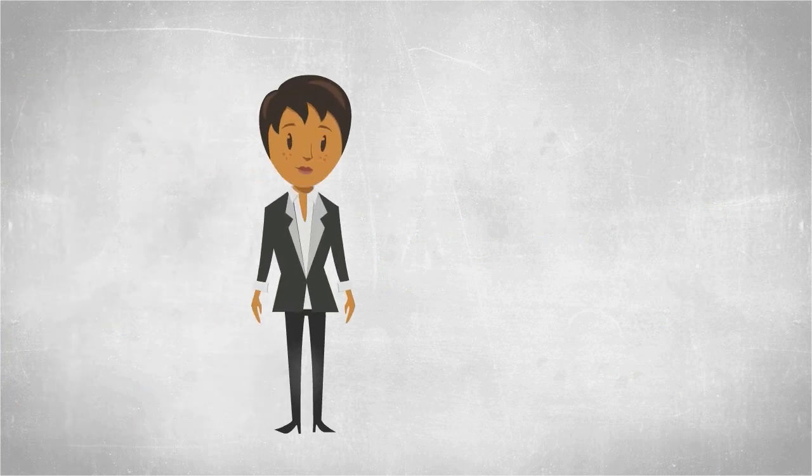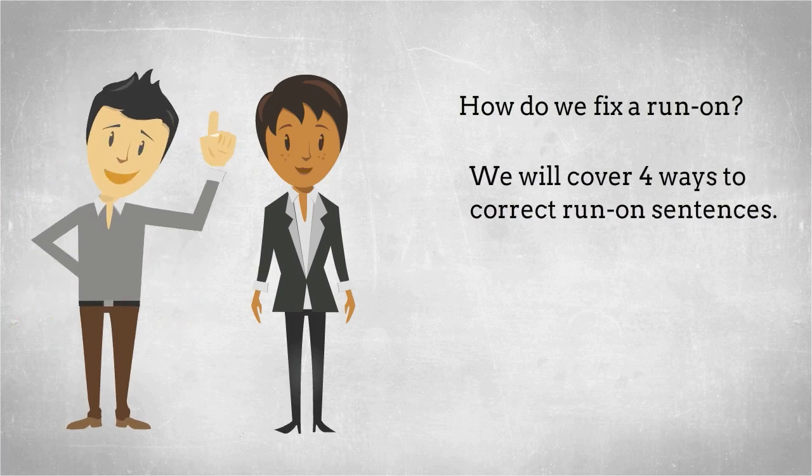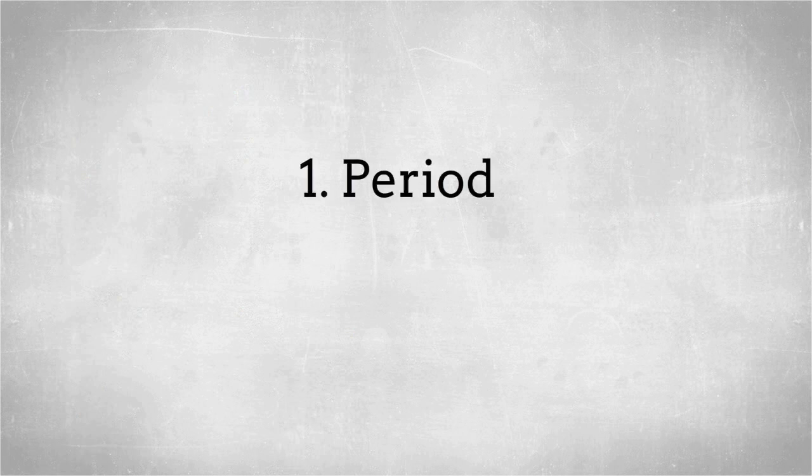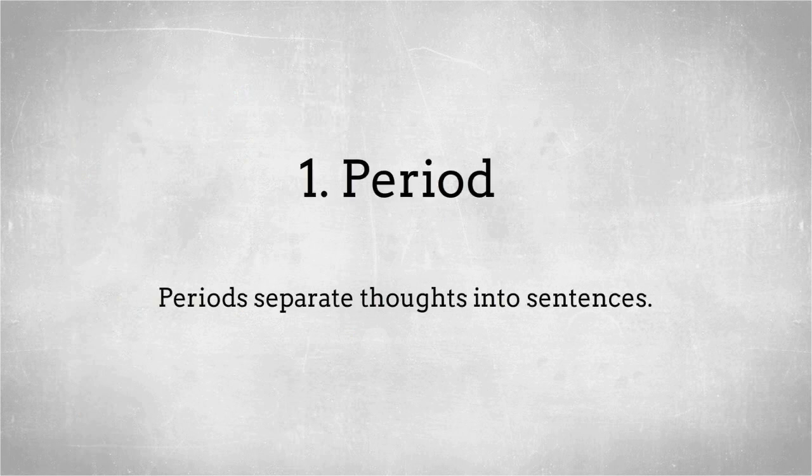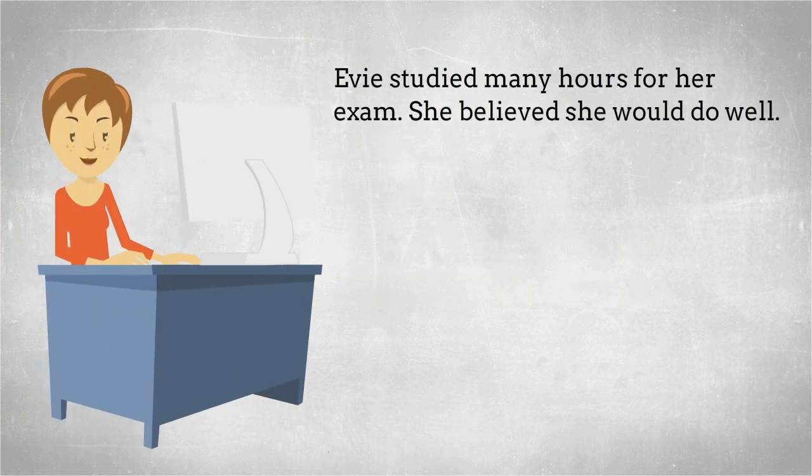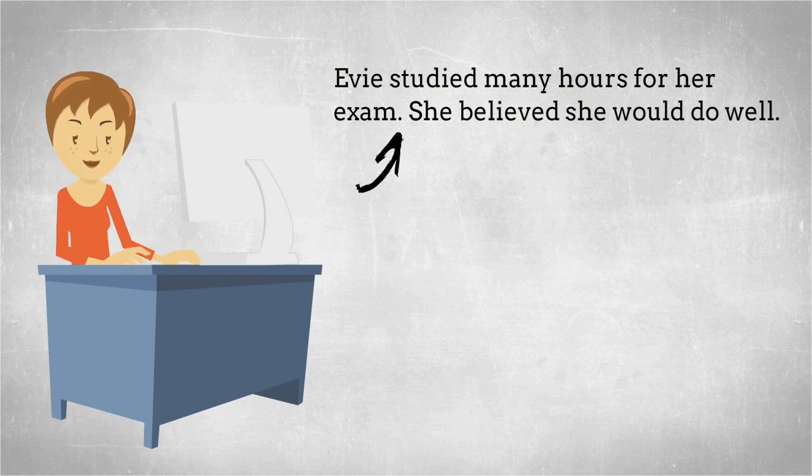So all this information is great, but how do we fix a run-on? Here are 4 easy ways to correct run-on sentences. First, you can simply use a period to separate the thoughts into two different sentences. Here's how that would look. Notice we placed a period between both thoughts. Just make sure you capitalize the first word after the period.